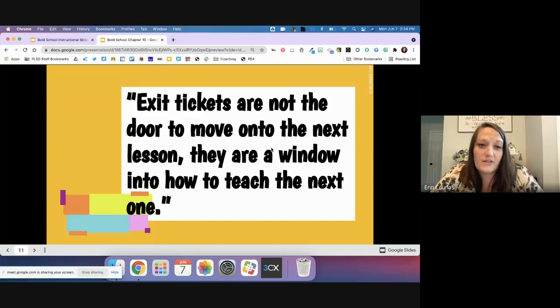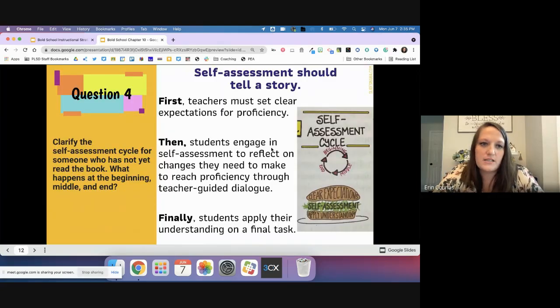So we've got this quote that really drives that home. The exit tickets are not the door to move on to the next lesson. Rather, they are a window into how to teach the next one. So they give us those details.